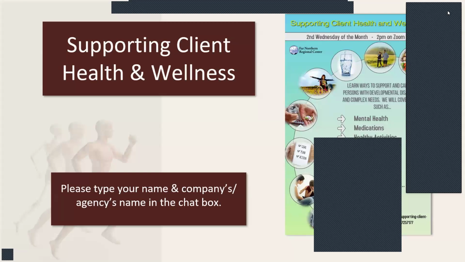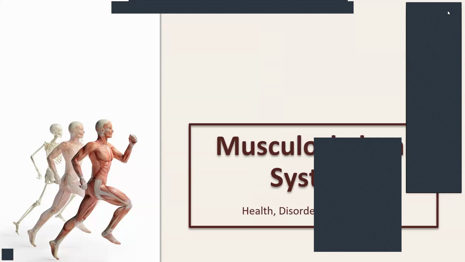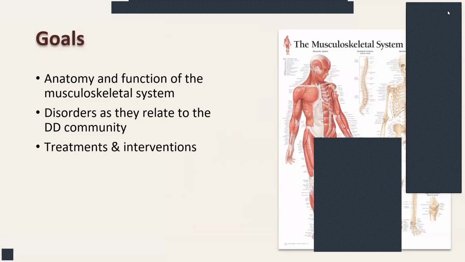All right. So today's class, we will be discussing the musculoskeletal system, specifically health, disorder, and treatment. I'm just going to briefly mention health in regards to the musculoskeletal system, because we do cover that in other courses as well. So the main goals for today are to discuss the anatomy and function of the musculoskeletal system, disorders as they relate to our clients and the developmentally disabled community, and treatments and interventions for these disorders.